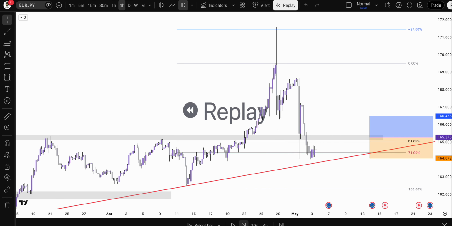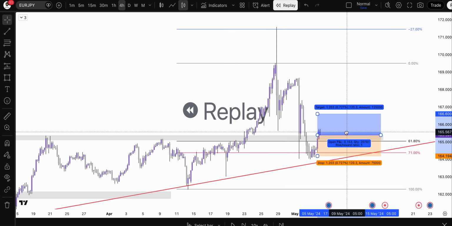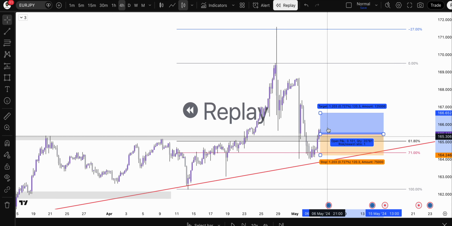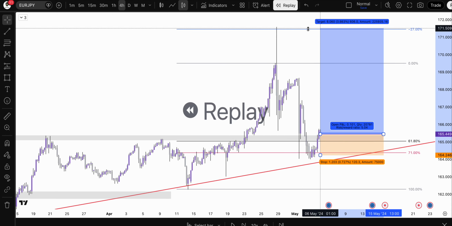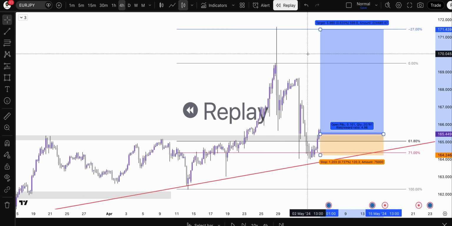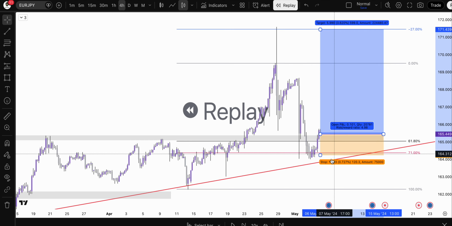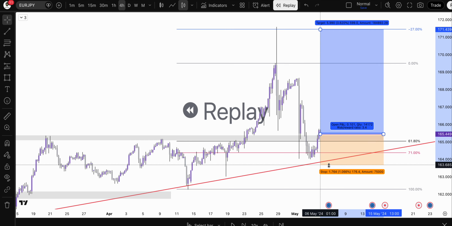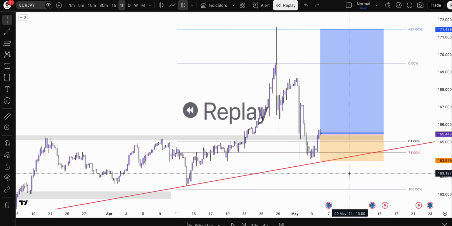Is it going to come retest? Let's see. Okay, perfect. This is what I'm looking for. So we're going to enter this trade here. We're going to aim at 171.439, because again, looking at the overall structure of the market, we are looking for a new higher high to be formed. With this, we're going to place our stop loss below, and we're going to look for a 1 to 4 risk reward ratio on this. Let's see how this plays out.